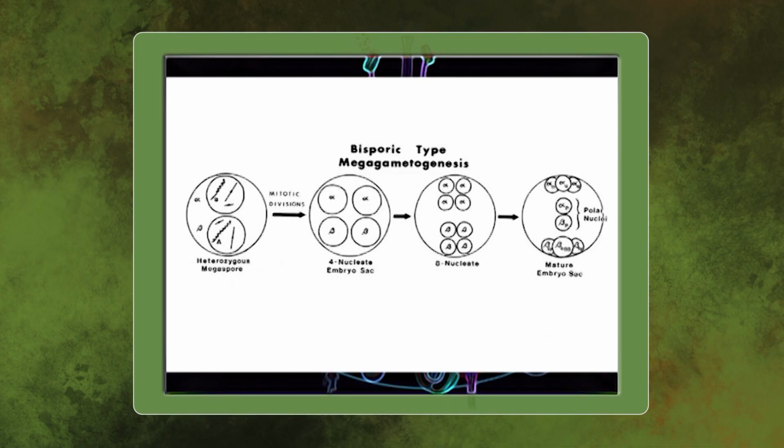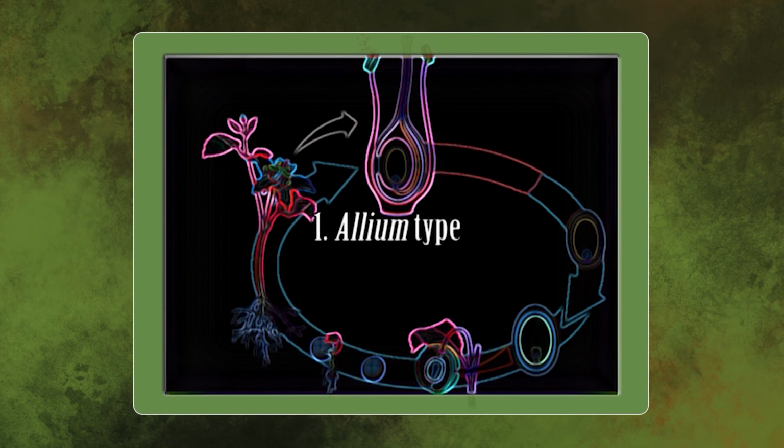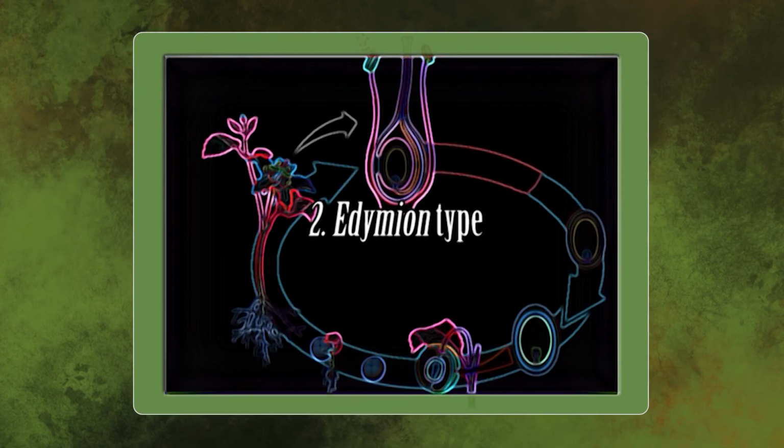Each megaspore nucleus undergoes 2 mitotic divisions, forming 8 nuclei. The final organization of the embryo sac is similar to the Polygonum type. Bisporic embryo sac is of 2 types. Number 1, Allium type. Here the embryo sac is derived from the chalazal dyad cell. Number 2 is Endymion type. This type of bisporic embryo sac is formed by the micropylar dyad.